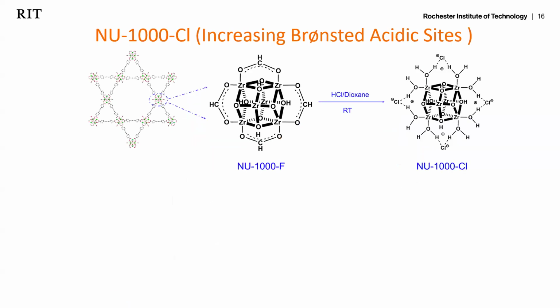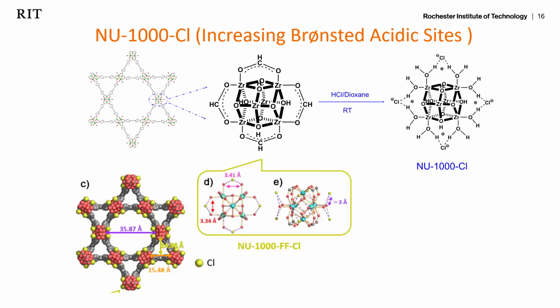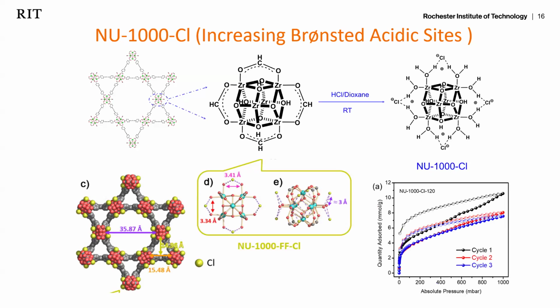Here is how we make this chloride version. We just use the formate version and we exchange the weak acid with the strong acid, HCl. So now we got this chloride version. Here is a single crystal. We confirmed the structure, and the chloride really is a second sphere ion surrounding the zirconium node. Then we did the exosome.